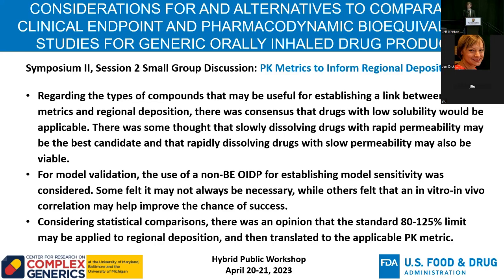And as far as statistical comparisons, we didn't talk as much about this, but there was an opinion that we could use the general 80 to 125 limit for the regional deposition, and then whatever link you've got, you would carry that through to your PK metric so that the PK metric limit would reflect that 80 to 125 limit in regional deposition.